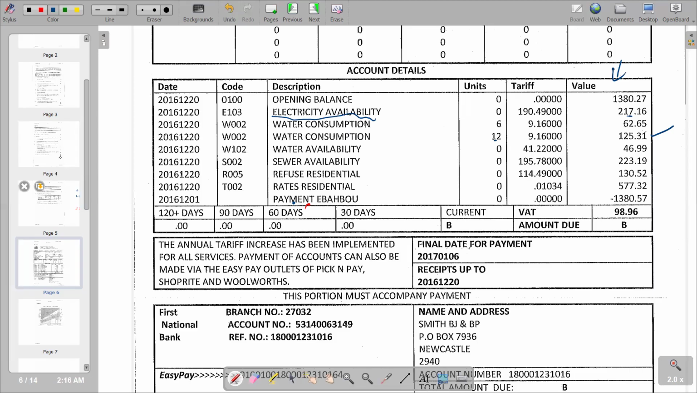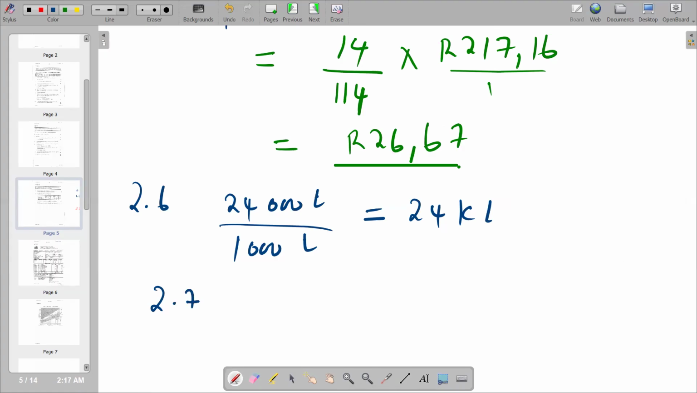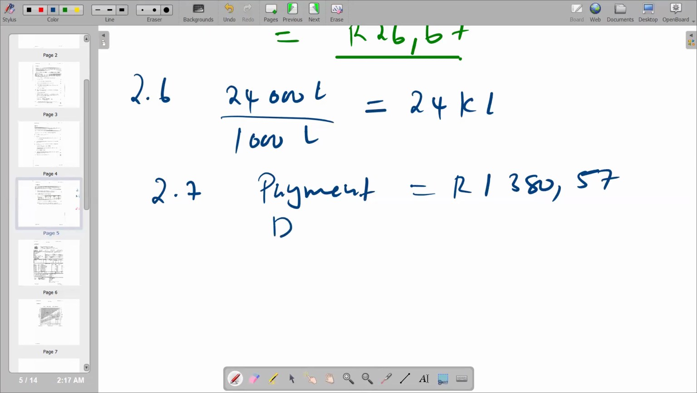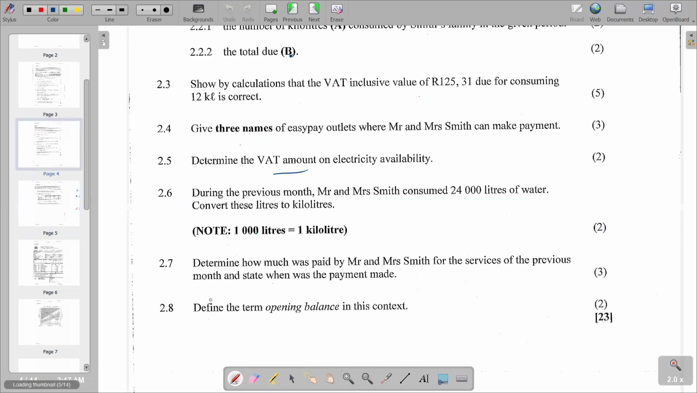So if we go back to the question page, what was paid was 1,380 rands 57 cents. And it was paid on 01/12/2016. So we just present it as 1,380. We are saying it's 01/12/2016. So 2016. So basically that's what we have. So that's 2.8. Define the term opening balance in this context.